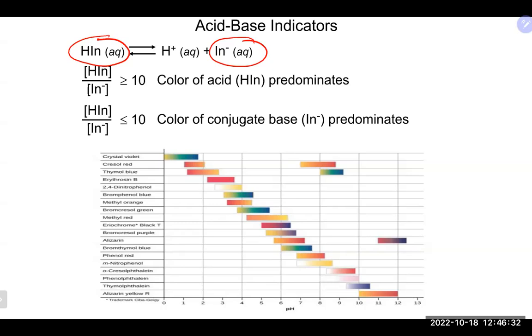So if that ratio, basically the protonated or the acid form of the indicator over the base form of the indicator is greater than or equal to 10, we'll see the acid color.